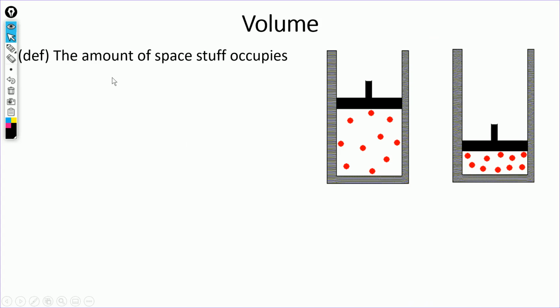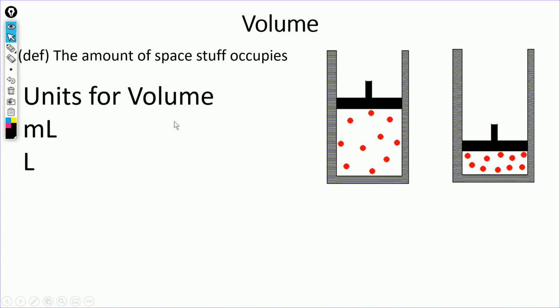Now, volume is defined as the amount of space that stuff occupies. So if you can see here in this picture, I have 1, 2, 3, 4, 5, 6, 7, 8, 9, 10 gas molecules. And on the right, I have 1, 2, 3, 4, 5, 6, 7, 8, 9, 10. I have the same amount of molecules in both pictures, but these 10 gas molecules are taking up less space, so they have a smaller volume. And this picture that we have, we're going to be using these a lot with the ideal gas laws. It's called a collapsible piston. The units for volume that we're going to use are milliliters, liters, and centimeters cubed.